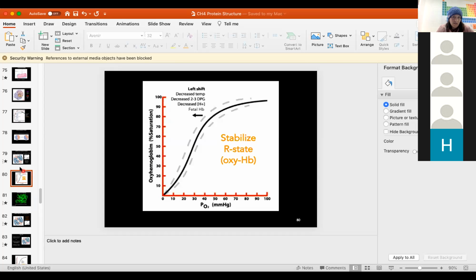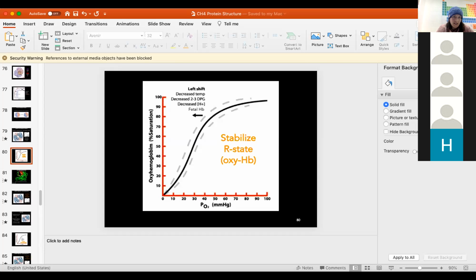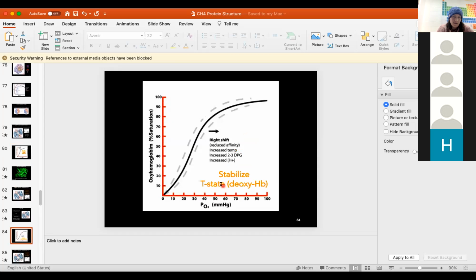Okay, so that's for all the left shifts, which stabilize the R state or holding on to the oxygen. Kicking off the oxygens or stabilizing the T state: increased temperature. So again, opposite temperature, that'd be just a quick Google search to figure out what that one's doing. Increased 2,3 BPG. Yep, it binds in that cavity, which then allows for the oxygen to kick off. And then increased H plus. That goes back to the Bohr effect, where an increase in H plus can protonate the histidines, allowing 2,3 BPG to bind better, and hence kicking off the oxygens and moving you to the right.